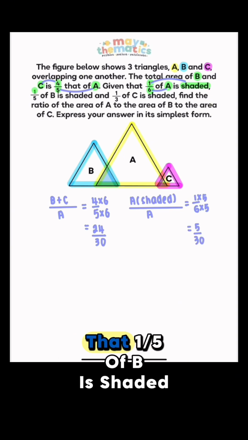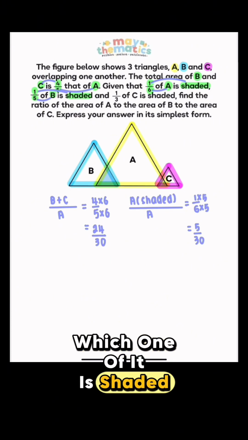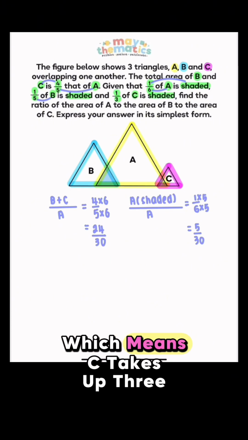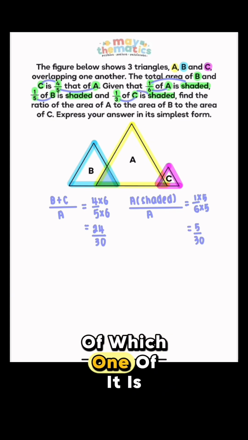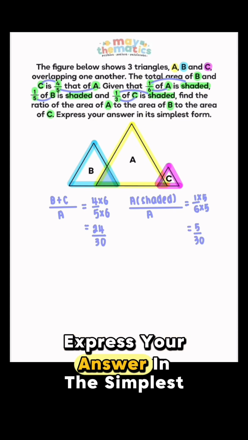Next, from the question, we know that 1/5 of B is shaded. B takes up the 5, of which 1 of it is shaded. 1/3 of C is shaded, which means C takes up 3, of which 1 of it is shaded. Find the ratio of area A to B to C. Express your answer in the simplest form.